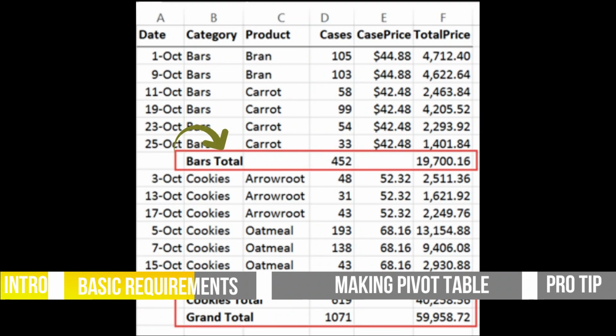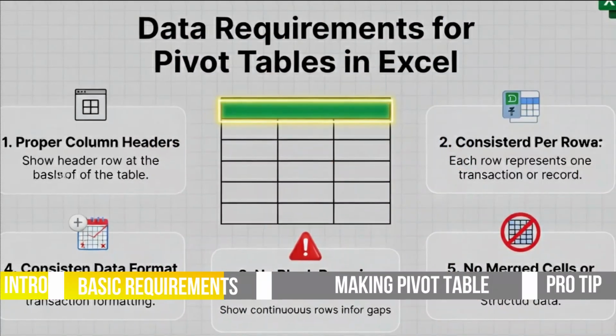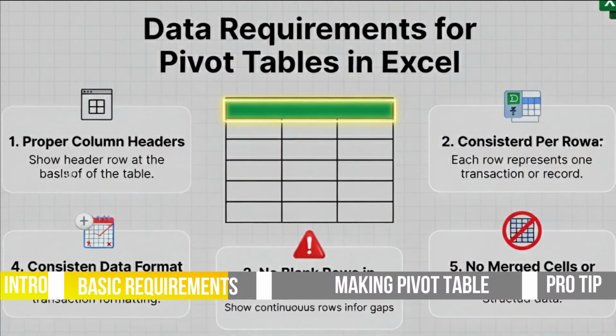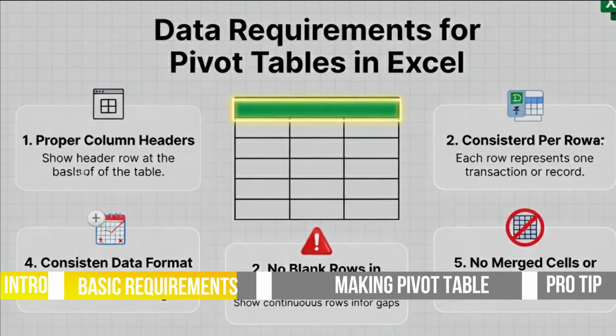And the last requirement, an important rule, is to avoid merged cells and manual subtotals inside the dataset. Pivot tables calculate totals automatically, so extra totals can confuse the analysis. Once your data follows all the above rules that I have just explained, it becomes perfect data for pivot table analysis.